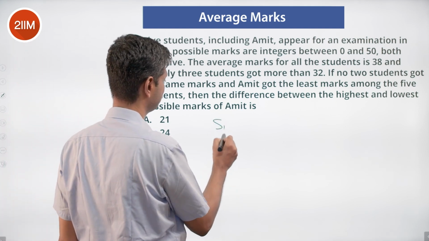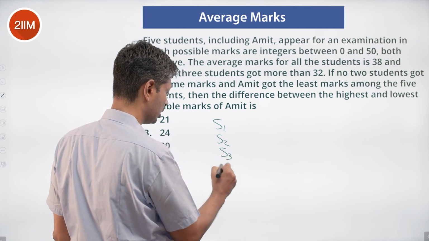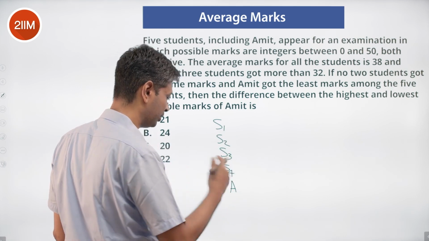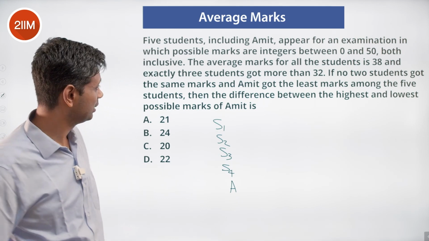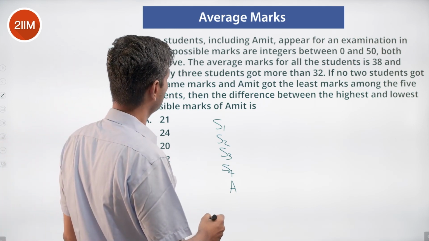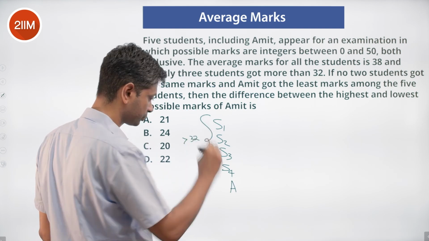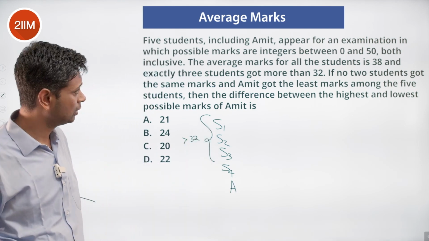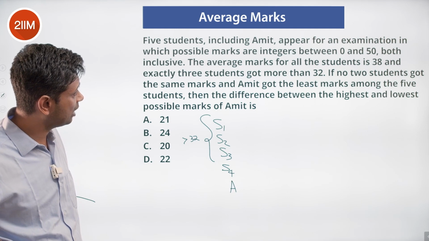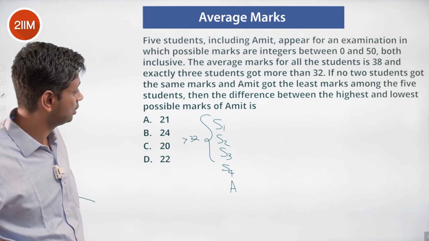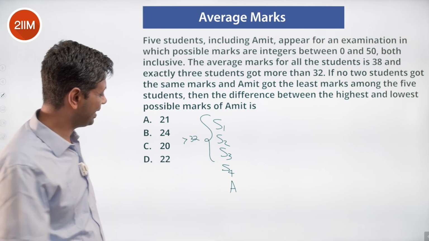So S1, S2, S3, S4, A. Amit is the least. Right? Exactly 3 students got more than 32. These three have got more than 32. Nice. And Amit got the least mark. S4 should be less than or equal to 32.